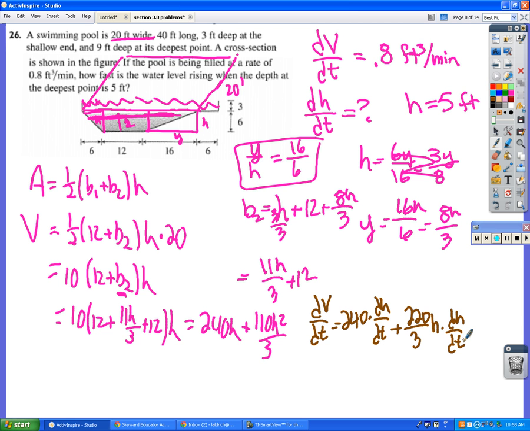Okay? So you know what dV/dt is, you want to find dh/dt, so that's going to be a little bit gross because there's two of those in there. And then now, Raina, you can plug in 5 for h.